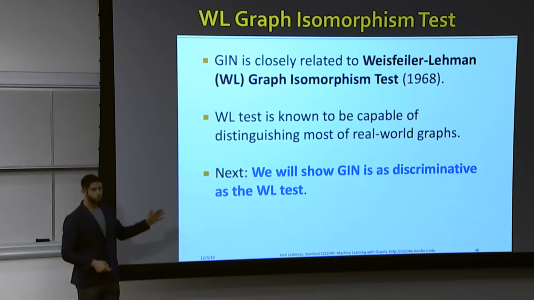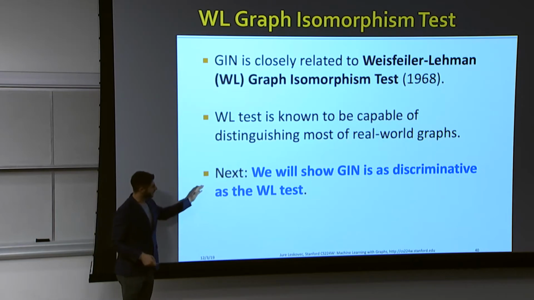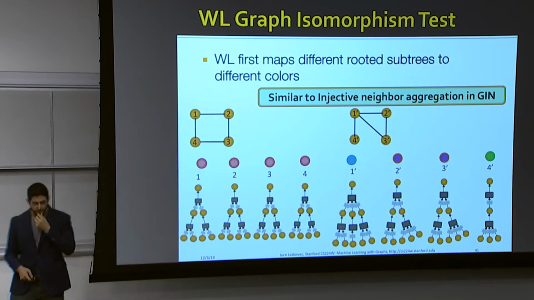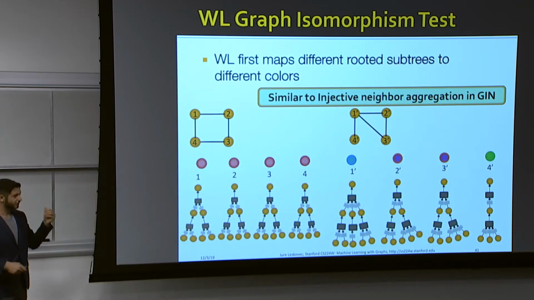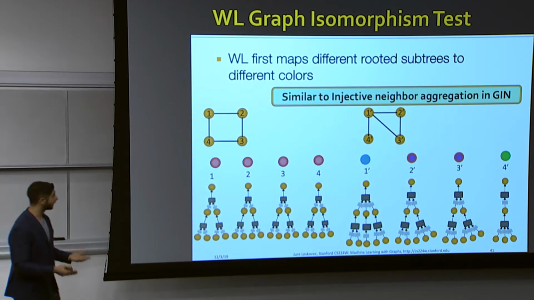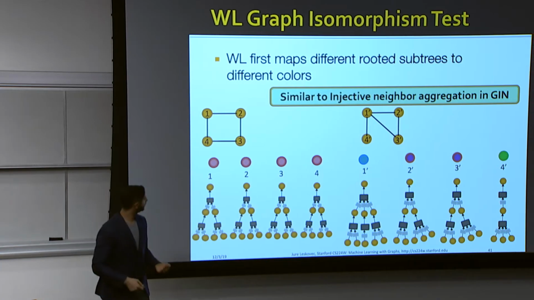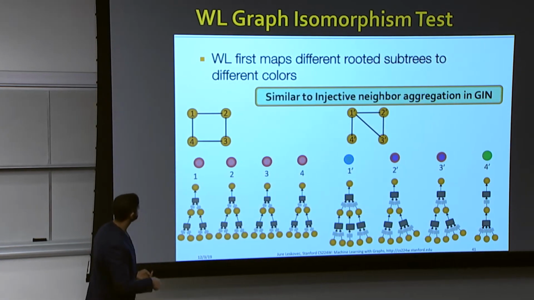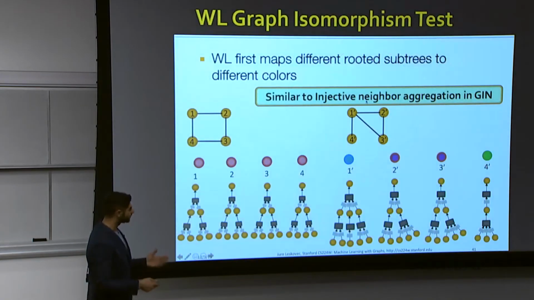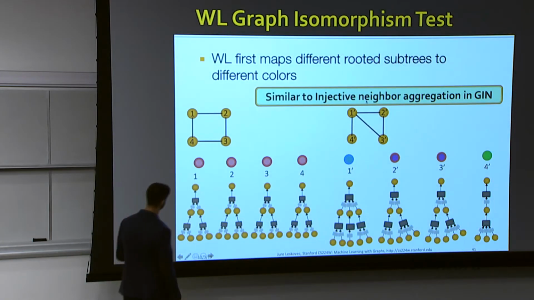Now, what we want to do is show that GINs are as discriminative as the WL test. How do we do that? We try to show that the WL test and GIN work with exactly the same kind of functionality. They've been built with the same kind of design. So what does the WL test do? First of all, it maps different rooted subtrees to different colors. And this is the same thing that we've seen in the injective neighbor aggregation in GIN.